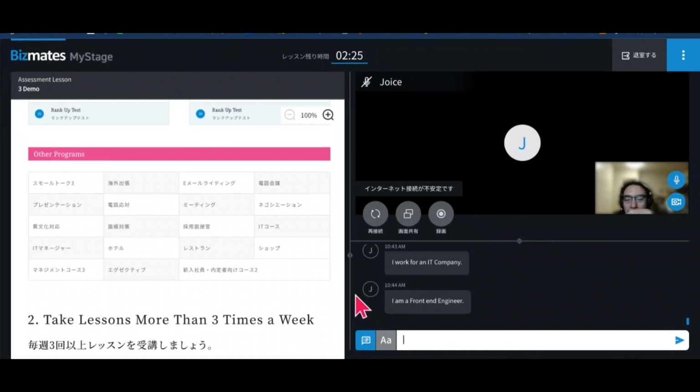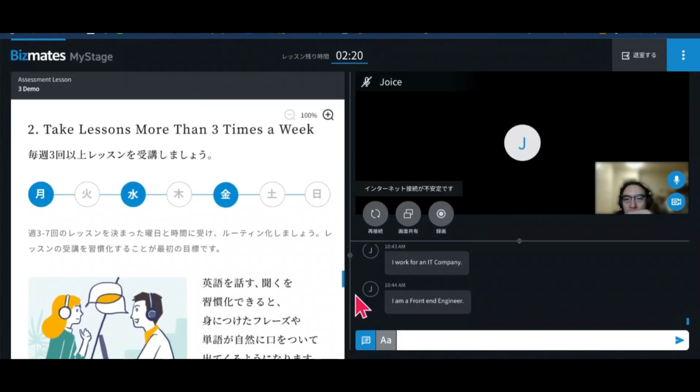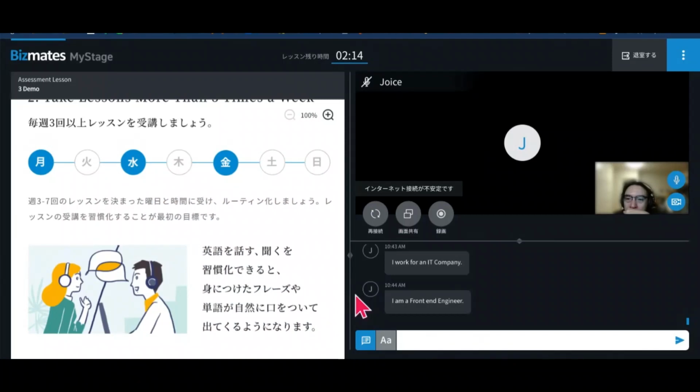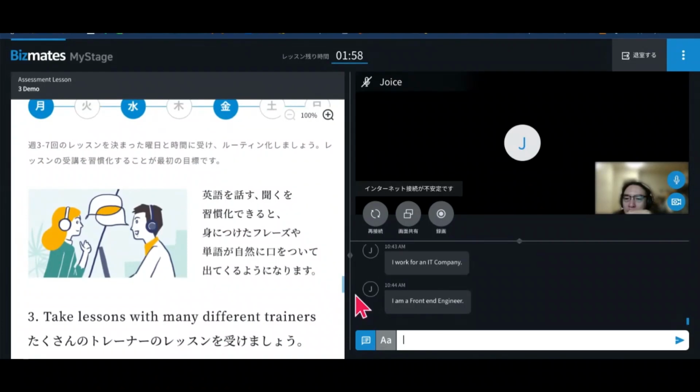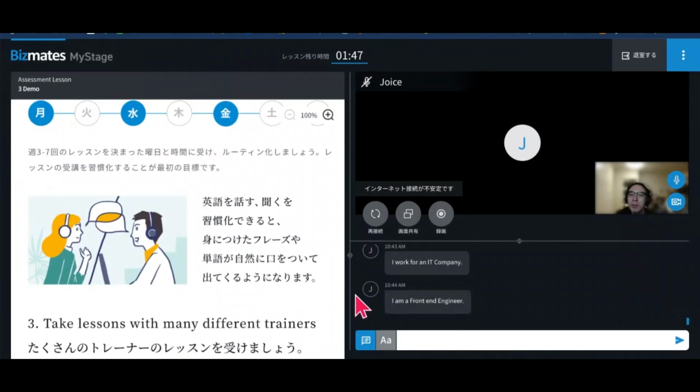So our next advice is to take lessons more than 3 times a week. I doubt that you will have any problem with this. In order to improve, it's important to make a routine by taking 3 to 5 lessons a week on the same days at the same time, because your goal is to make your Bizmates lessons a routine. By making English a habit, you will find that speaking, listening, and memorizing phrases become easier and easier. This is why we advise you to take lessons 3 to 5 times a week.